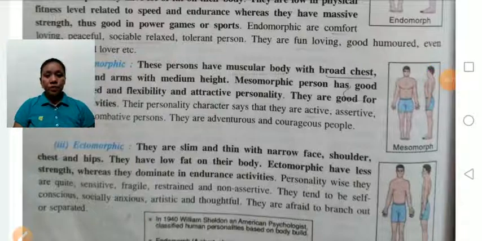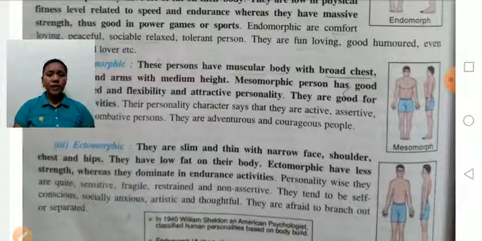Ectomorphic. Ectomorphic means thin and lean people. These ectomorphic persons are slim and thin with a narrow face. Means they are very lean and thin. They have a narrow face, narrow shoulders, chest and hips. They do not have fat in their body. Ectomorphic persons have less strength and less power, whereas they have good endurance. These persons are mainly suitable for running activities.